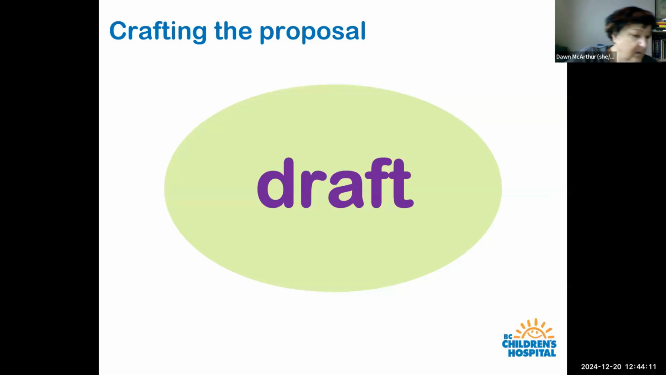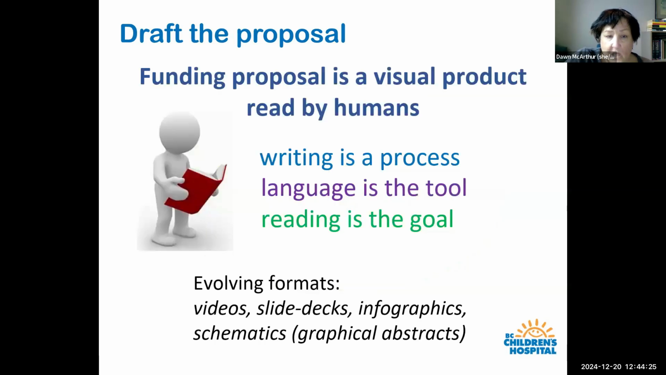So let's talk about, oh, I'm getting long here. Drafting your first draft. So you've thought about your project, you've figured out most of what it is, and now you want to translate it to whatever it is that they're asking for. Usually that's a text document. What's really important here is that it's a visual product read by a human, and reading is your goal. Even though you have a tool of language and a process of writing, reading is the goal.